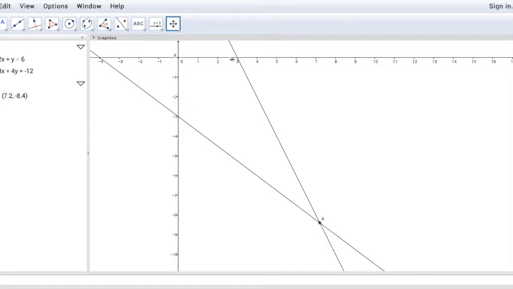That is the graphics window. So we can see the point is 7.2 comma negative 8.4. So this is solving a system of equations using GeoGebra. Now we are going to another example, where we are taking one quadratic equation and one linear equation.